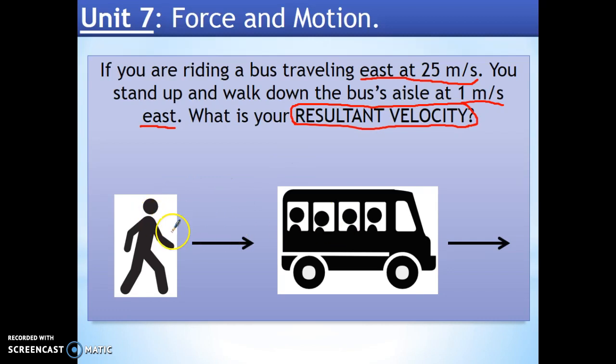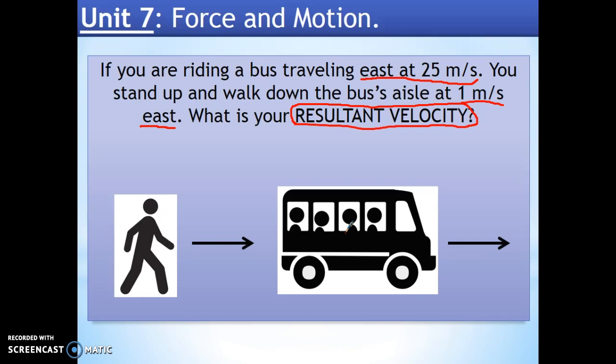So let's think of these two items, the person and the bus, both moving east, now in relation to the Earth's surface, and you're standing back and you're watching this happen in front of you. So you're watching the bus go by, you're watching the person get up and move down the aisle, also in an eastward direction. So if you're standing back and watching this happen, it looks like the bus is moving 25 meters per second east. But what is the person's resultant velocity?